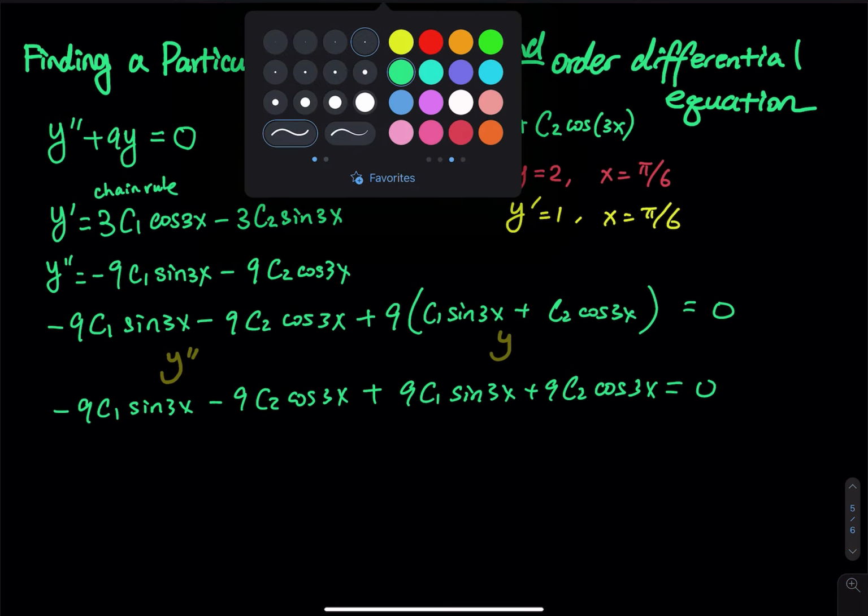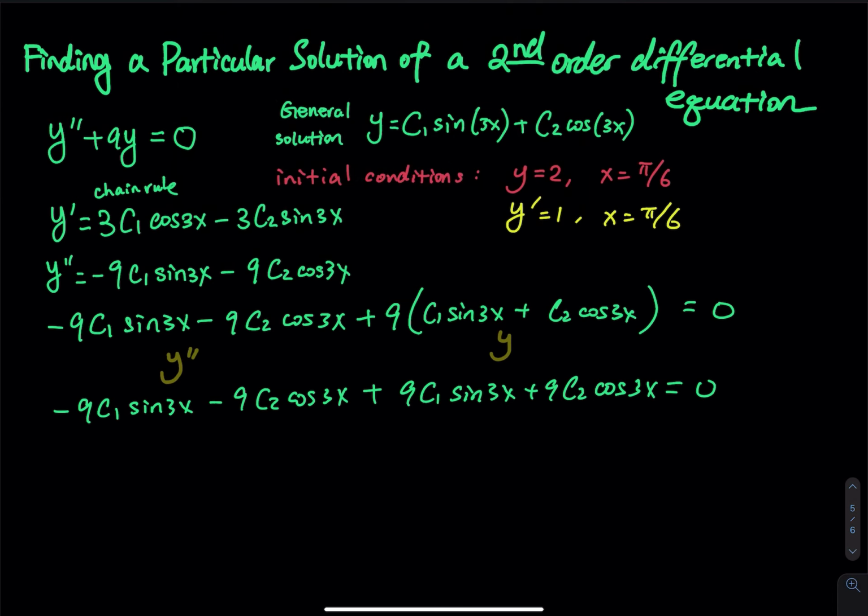So let me highlight the like terms for you. So we have a sine and a sine, right? So this is a sine, and this is a sine, and then for the cosine, this is the negative 9, this is the plus 9, so equals to 0. That is verified.